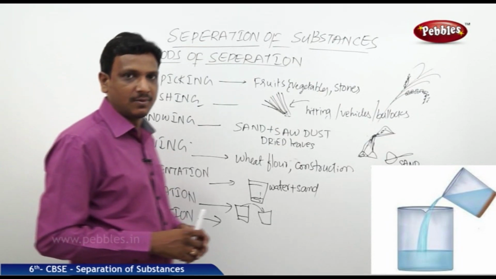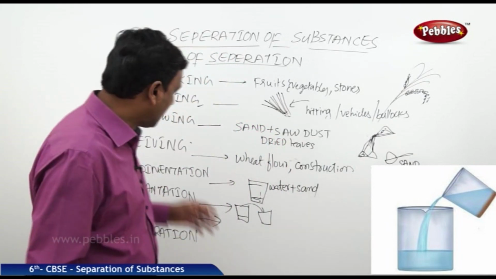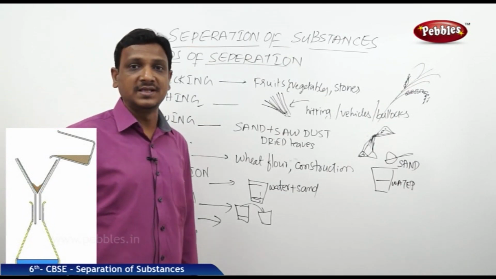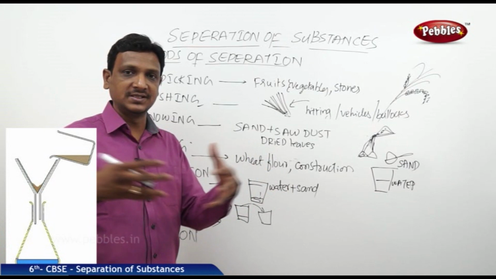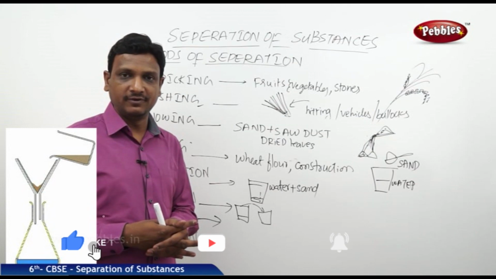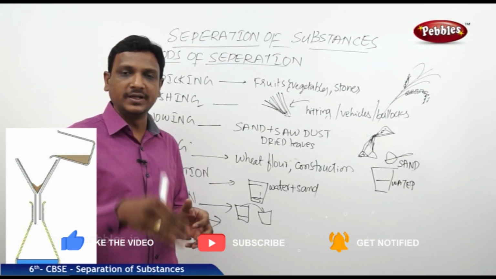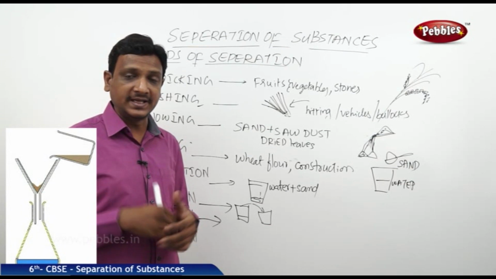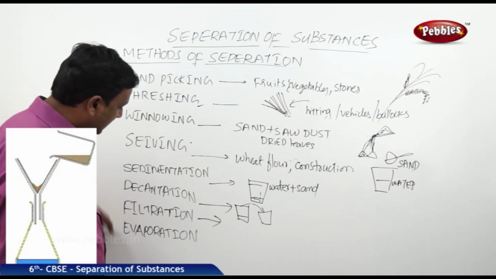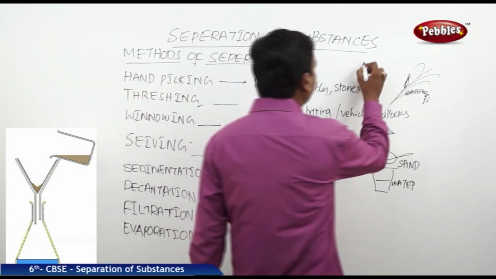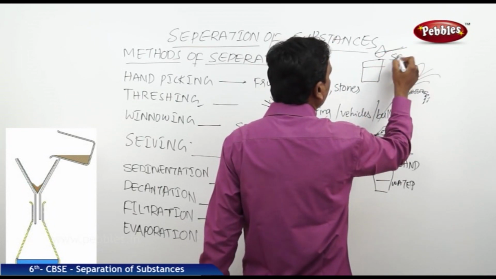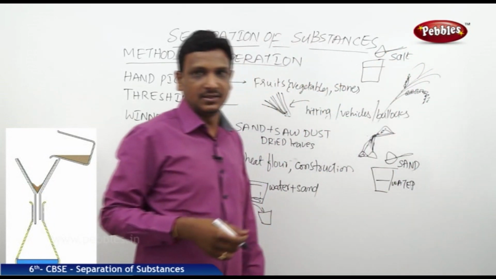So finally we are going to talk about evaporation. We have seen so many methods of separating. Then what is the necessity of evaporation? Evaporation is helpful when the substances mixed in are invisible, dissolved in water, and cannot be filtered, decanted or sedimented. In such a case evaporation is useful. Say for example, I have taken a glass of water and added a spoon of salt.